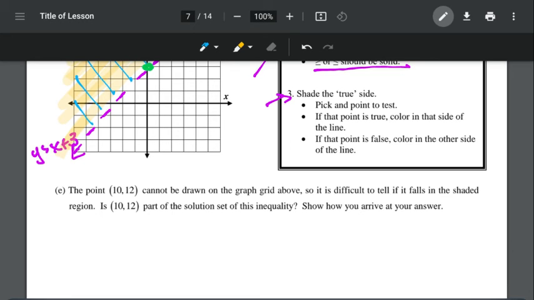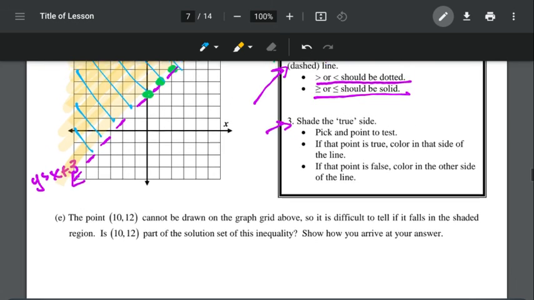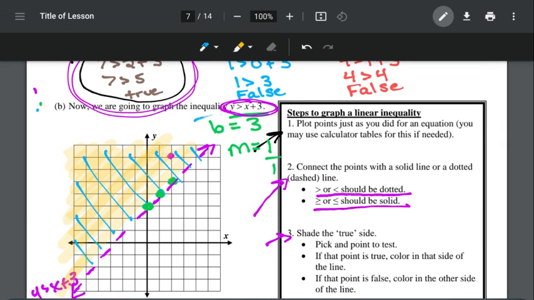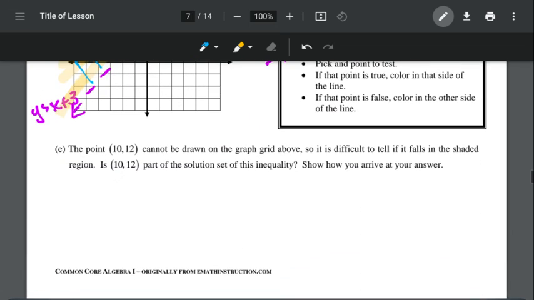It says the point 10, 12 cannot be drawn on the grid above, so it's difficult to tell if it's true or false. Is 10, 12 part of the solution? It says show your work. Let me recopy this problem. y greater than x plus 3. Even if it's not on the graph that you can see, you can figure this out.